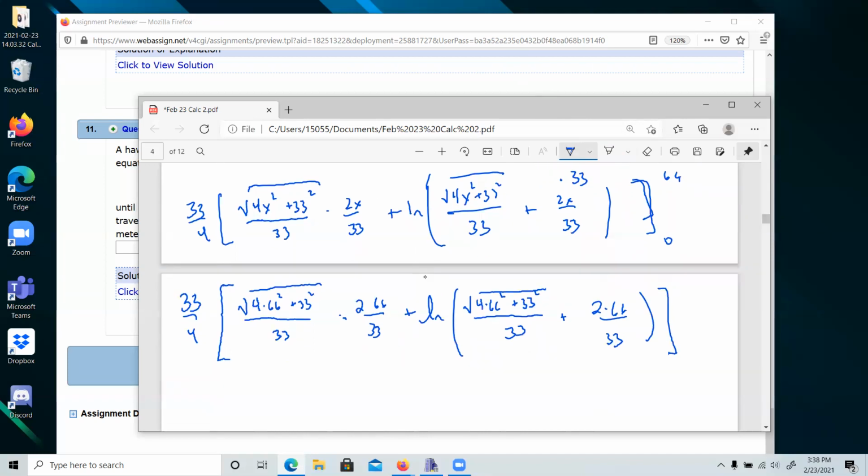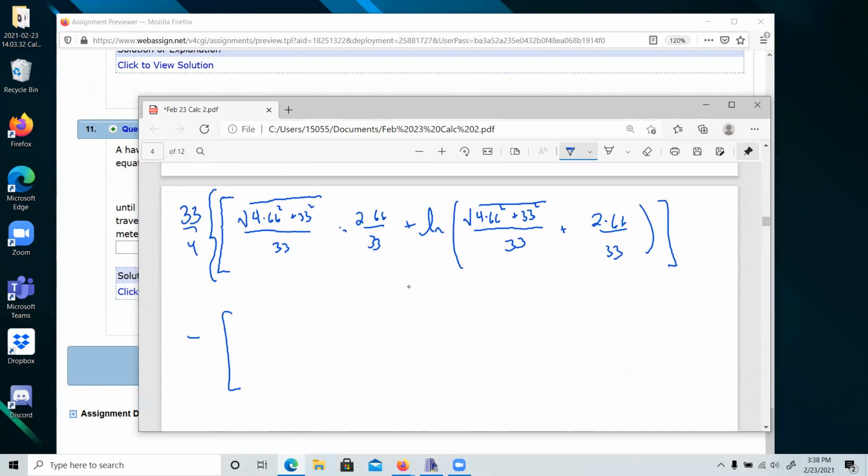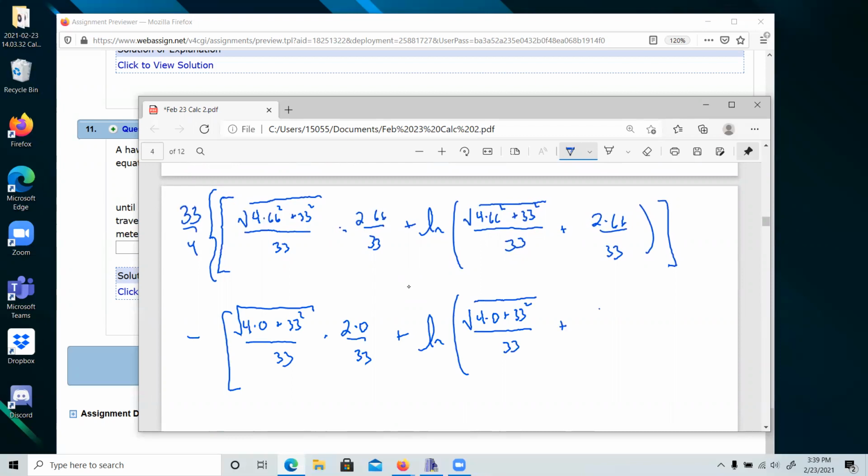Minus, let's do it this way. There we go. Minus, and now we have the square root of 4 times 0 plus 33 squared all over 33, times 2 times 0 over 33, plus the natural log of the square root of 4 times 0 plus 33 squared all over 33, plus 2 times 0 over 33. All right, I'll do the hard one.